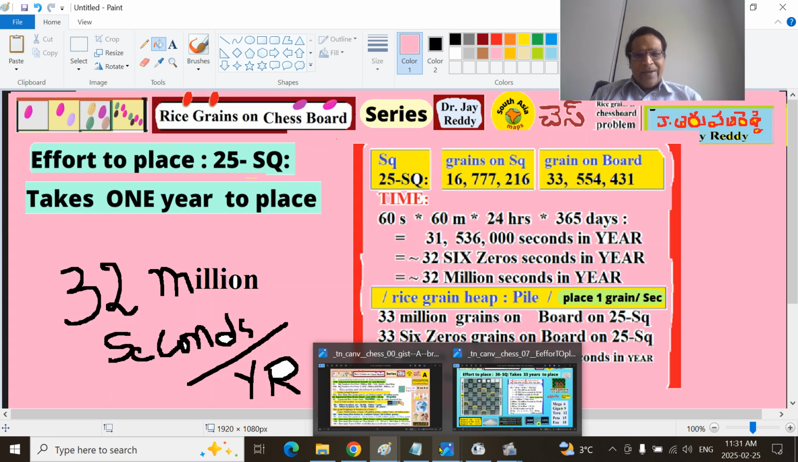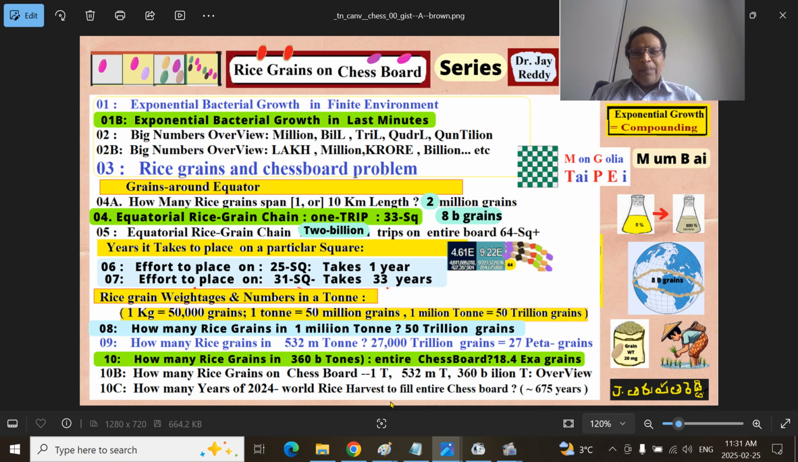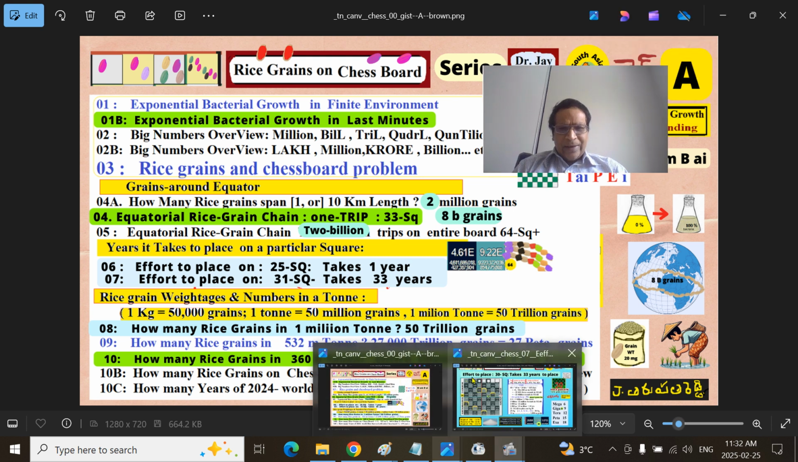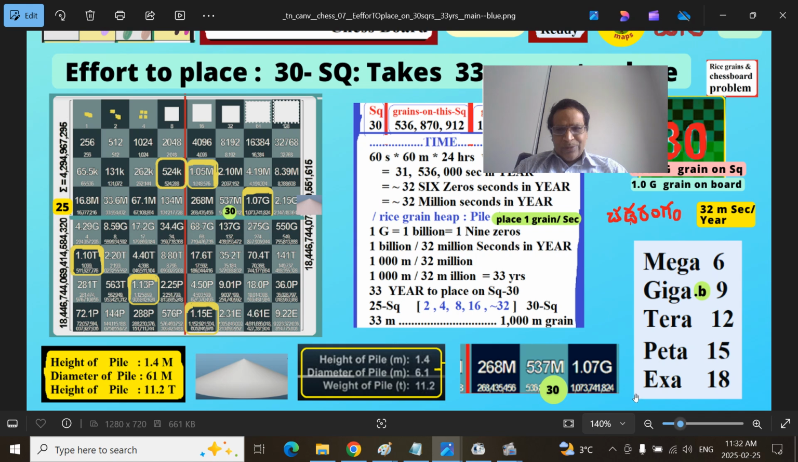So to put it in the proper perspective, from the 25th square to the 30th square here, it will take 33 years more, because 5 times doubling: 2, 4, 8, 16, 32. That means 1, 2, 4, 8, 16, 30. So the problem is extremely enormous in nature. That's what we are trying to understand using the rice chessboard problem.